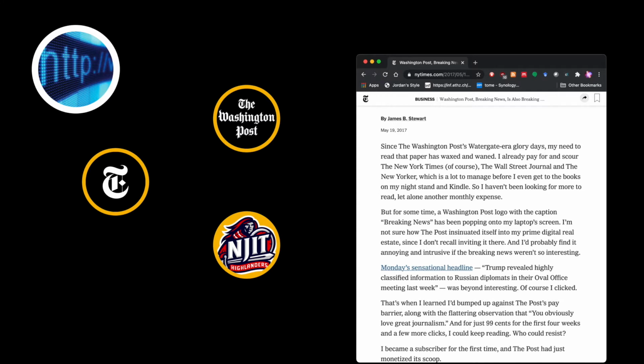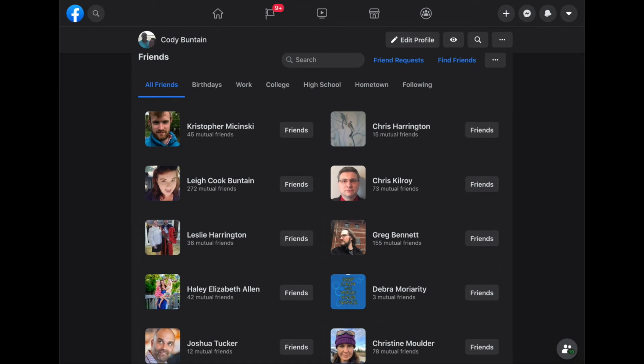On the right here, we have an article from the New York Times. In this article, titled Washington Post Breaking News is Also Breaking, they link to a Washington Post article. So you can say here on the left, this New York Times domain has a directed edge, or directed link, to the Washington Post. And you could very easily imagine that the Washington Post also cites the New York Times relatively frequently, and websites at NJIT may also link out to the New York Times if there's a particularly interesting or impactful article about higher education. But that's not the only kind of structure of graphs.